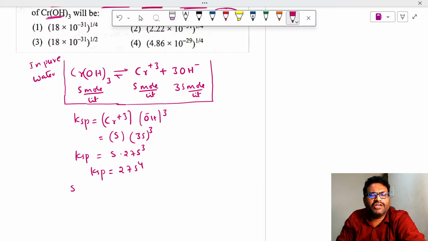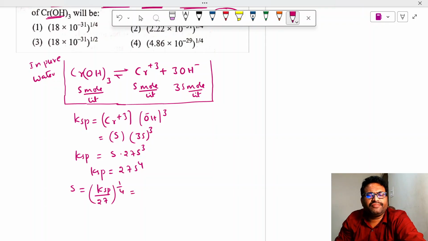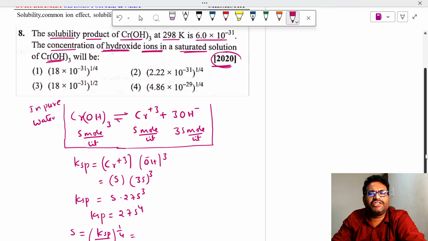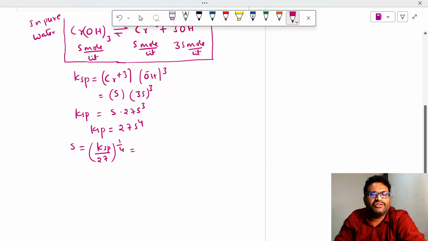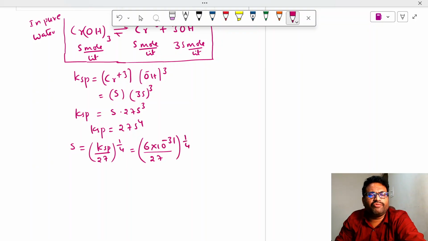So now S is equal to KSP by 27, whole power 1 by 4. So how much is KSP given? It is given as 6 into 10 power minus 31. So S equals 6 into 10 power minus 31 by 27, whole power 1 by 4. So we know S now.